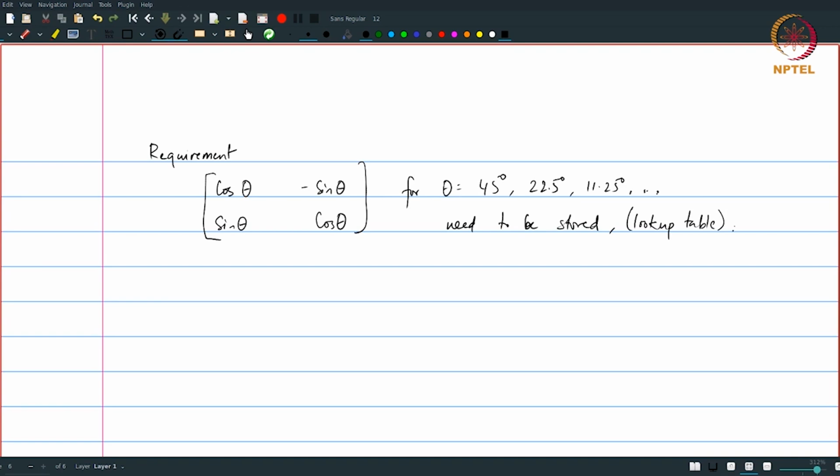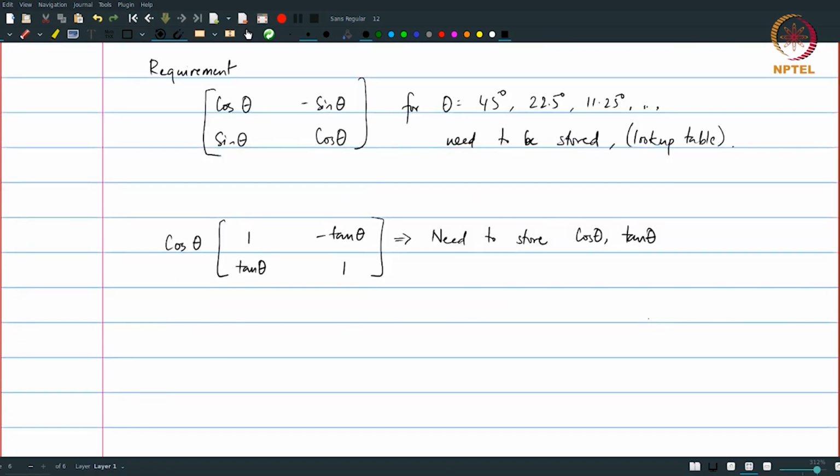Right? In fact, by rewriting this matrix as cos theta into 1 minus tan theta and 1, I would then need to store the values of cos theta and tan theta, right? Let's see if we can simplify this even further, and this is precisely where the intuition used in CORDIC to apply the idea of strength reduction comes into the picture.